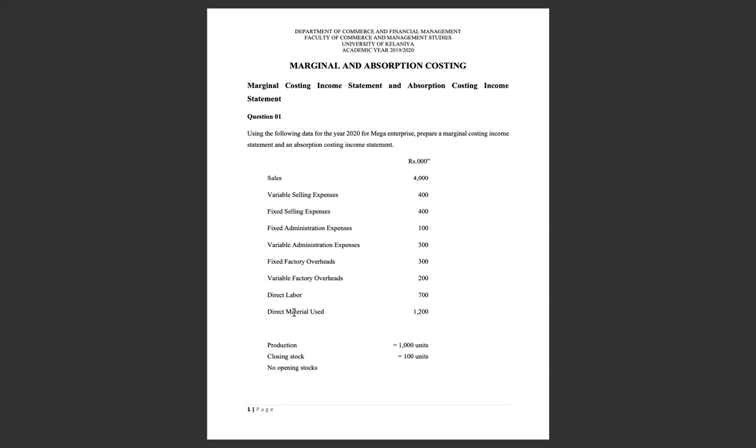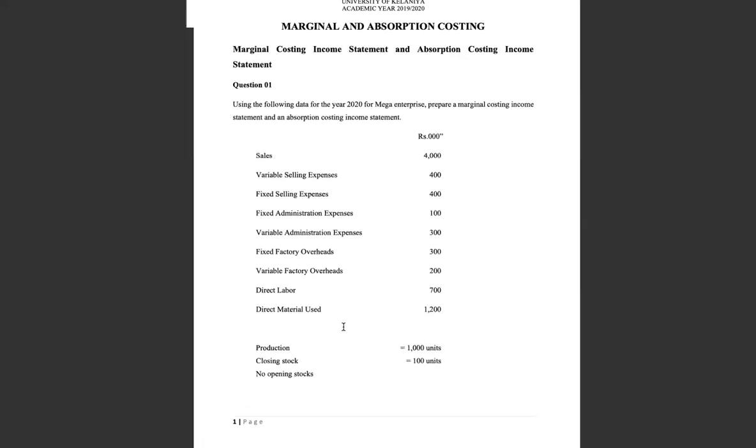So now in today's lecture, we are going to do a few exercises so you all can get a proper idea about marginal and absorption costing. So we will do a few questions. I want you all to read the first question, number 1. In this exercise, we are going to prepare the marginal costing income statement and absorption costing income statement. Just take a few minutes and read this question.